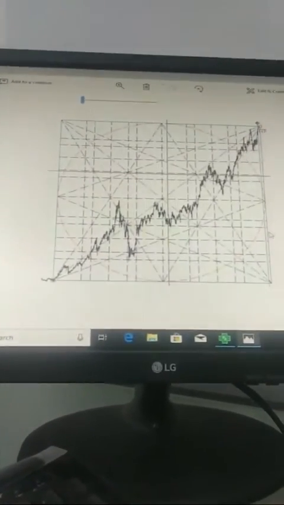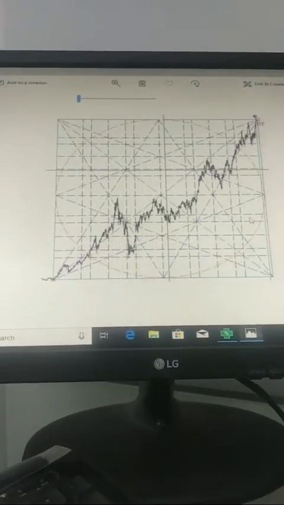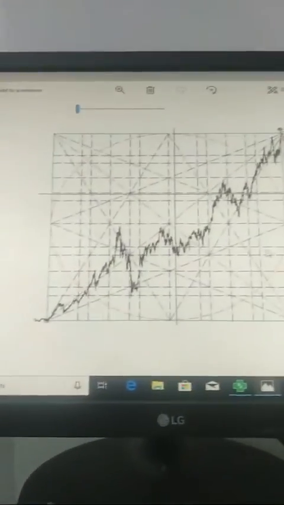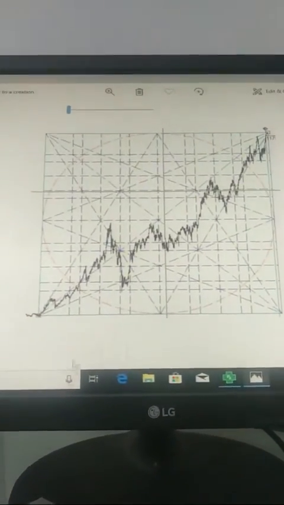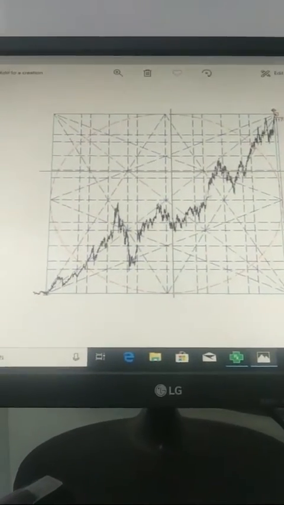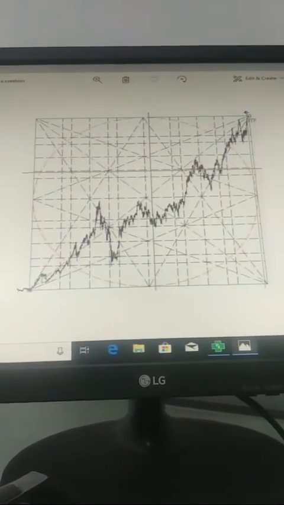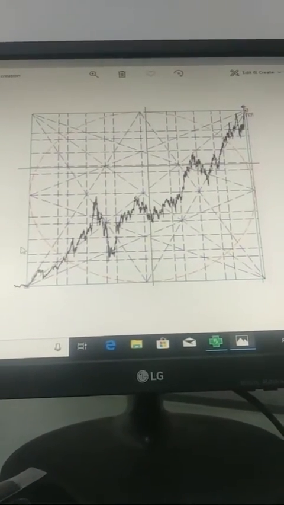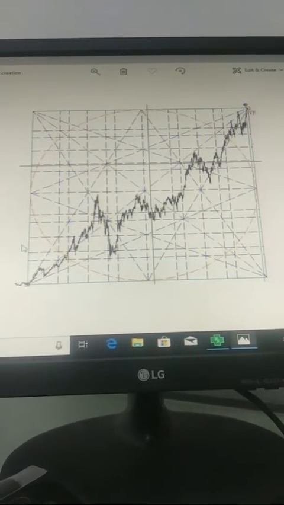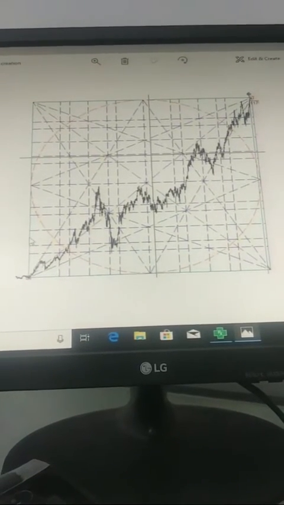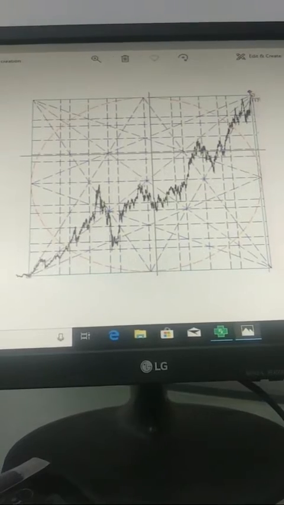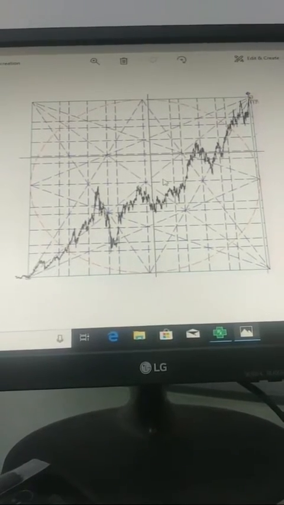In this way you can also construct your chart with the help of chart paper, from this place to this place. You have to take price levels, everything. So I hope this is clear and this will help everyone.